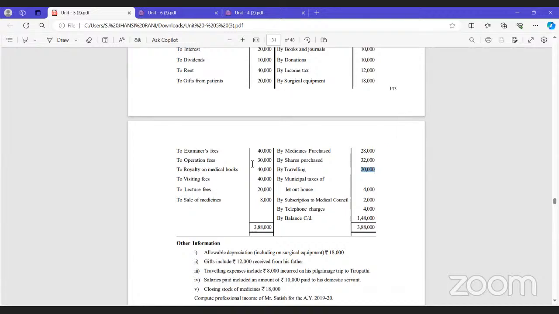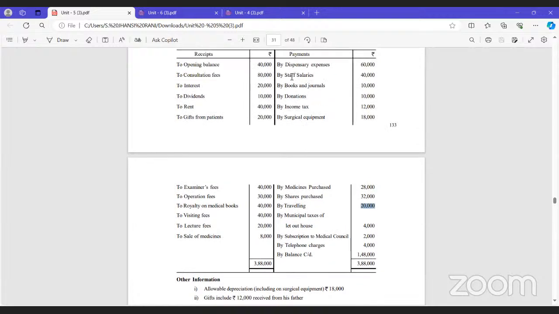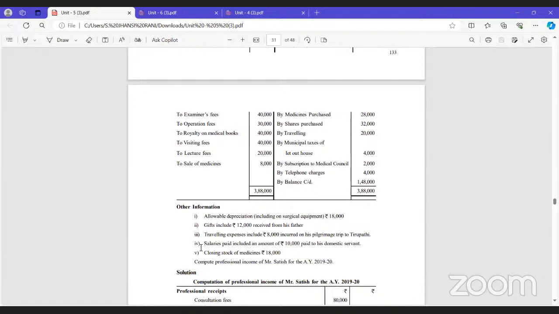Next, staff salaries 40,000. But look at what it is telling. Salaries paid included an amount of 10,000 paid to his domestic servant. Without reading this, we thought it is a professional payment only. But that total 40,000 is not a professional payment. The 10,000 which he paid to his servant at home is included. Now we will remove it. So staff salaries will be only 30,000.